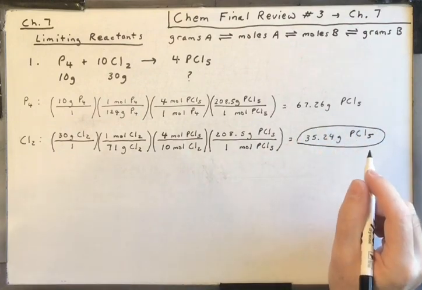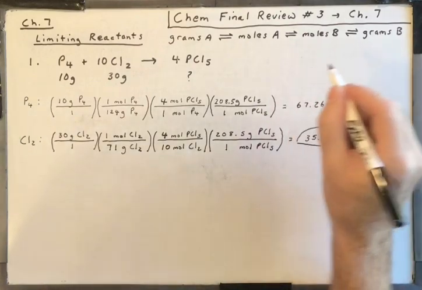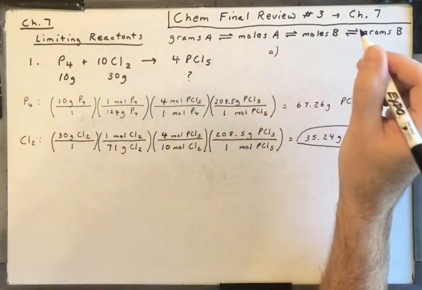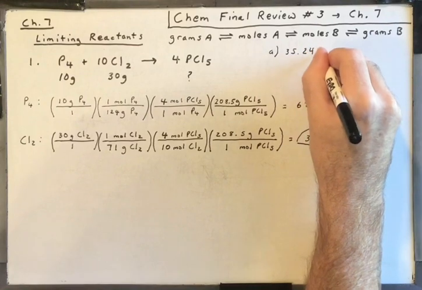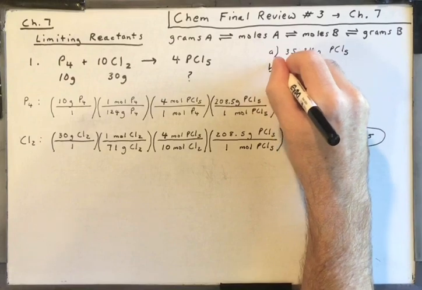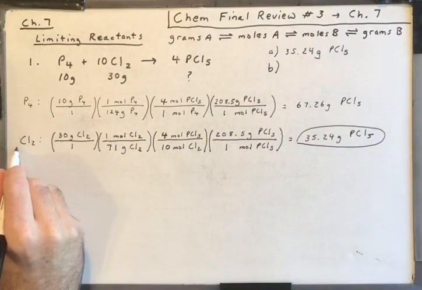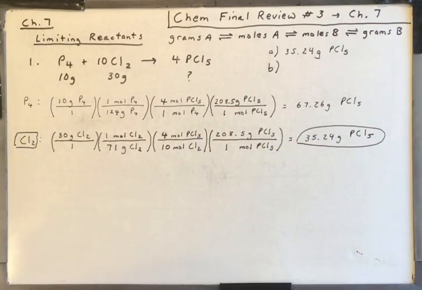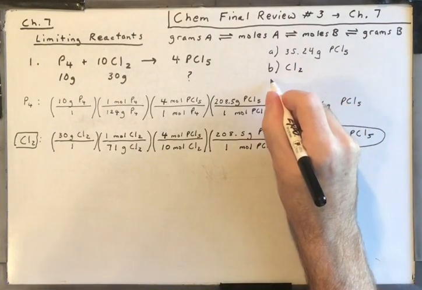Okay, so question 1, or question A, says the final mass of the product made. So if I can try to write that up here, that's going to be 35.24 grams of PCl5. What is the limiting reactant? That's question B. Well, it's the reactant that made the lesser of the two amounts, and that's Cl2. So that's the limiting reactant.